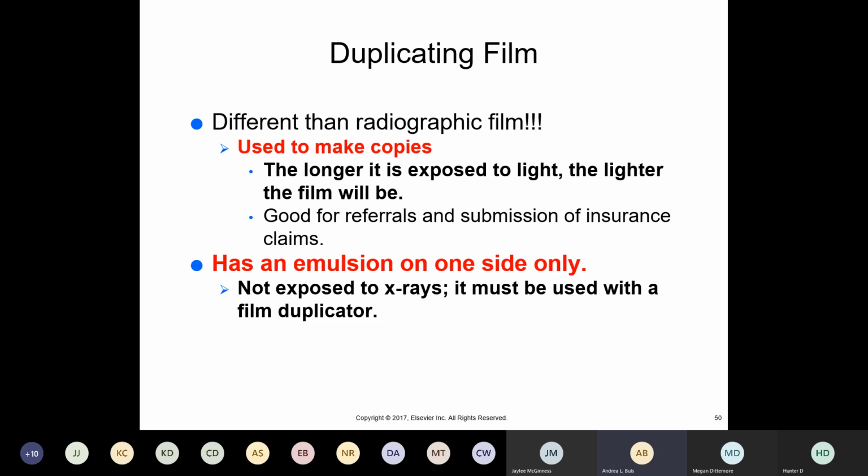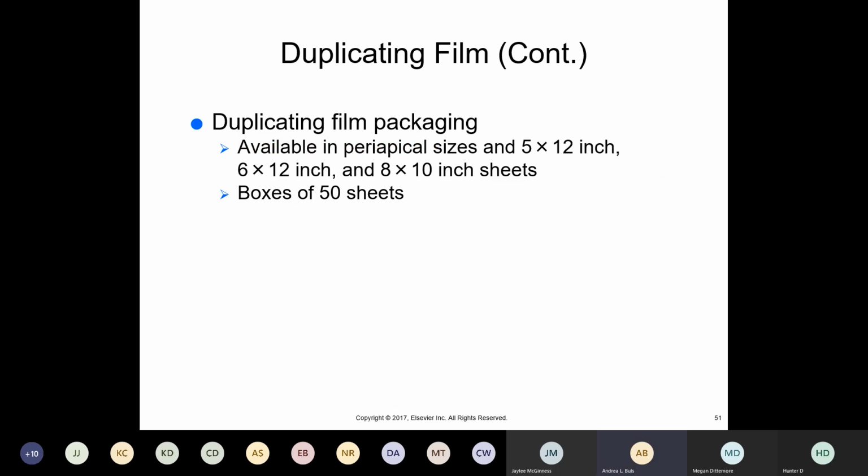This needs to be done in a dark room again, so that that duplicating film is not exposed to light. Because if it does, your film's going to be light before you even put an image on it. So you set it for a specific time, walk away, come back, it's done. Or you could just stand there. It doesn't take very long at all to duplicate. And again, they come in different sizes. They come in a box just like extraoral film. It's got a black sheet or bag around it, but then it's just individual duplicating film pieces inside of that.